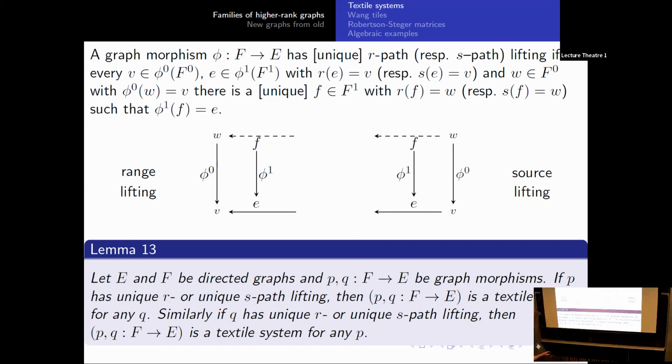What's important about these textile systems is a lifting property. R path lifting on the range and S path lifting on the source. So basically it says if I've got an edge coming in here and a vertex sitting above it, I can lift that edge up to F in the top graph. And basically, if you've got a pair of graphs, all you need is one of P and Q to have some sort of path lifting, and you get a textile system. So that's a fairly low bar. It's not an if and only if, by the way.